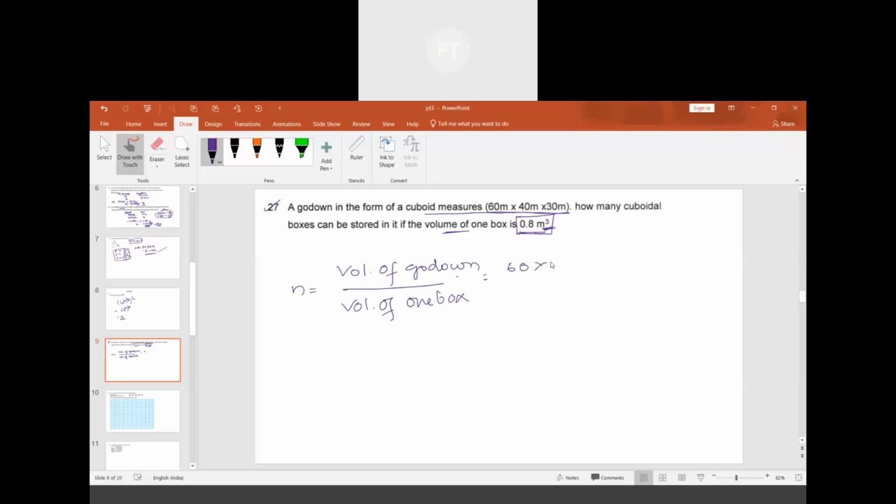So this is 60 into 40 into 30 divided by 0.8 into 0.8 into 0.8. Since everything is in meters, we need not worry much. So by direct calculation, we get 90,000. Easy.